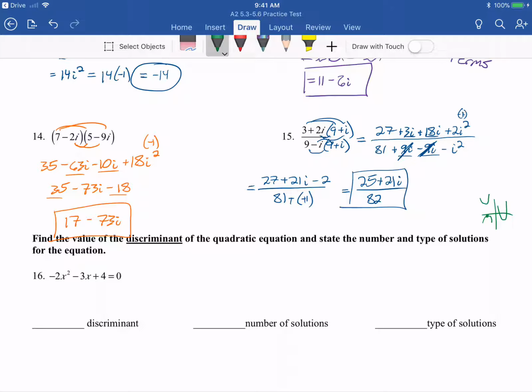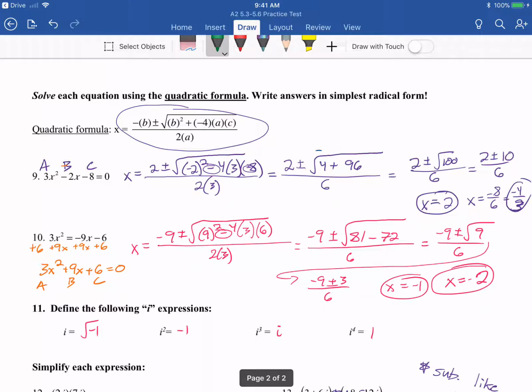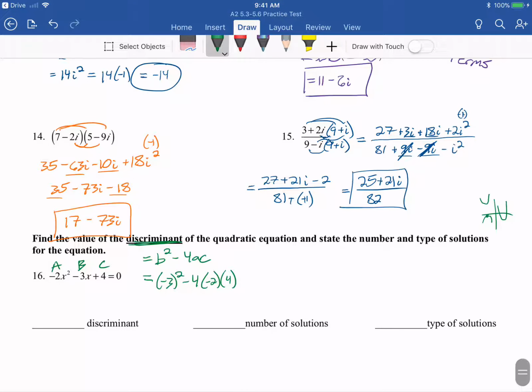As I go through, this discriminant is not on here, but you should memorize that the discriminant is b squared minus 4ac, just the part that's underneath the square root. So now I have an a, I have a b, and I have a c. As I plug these guys in, I get negative 3 squared minus 4 times negative 2, and my c is 4. So as I simplify this guy, negative 3 squared is 9.